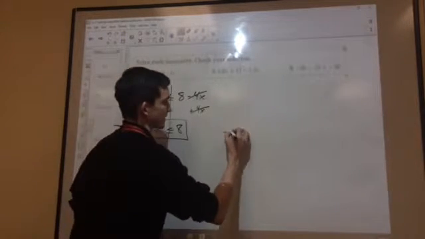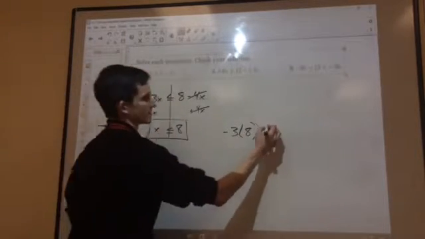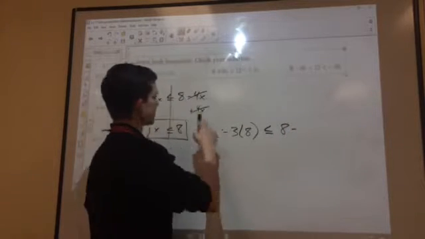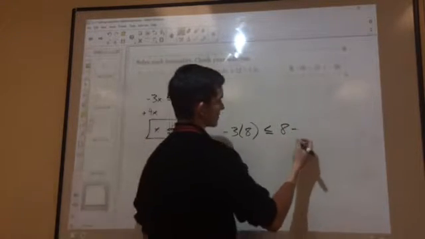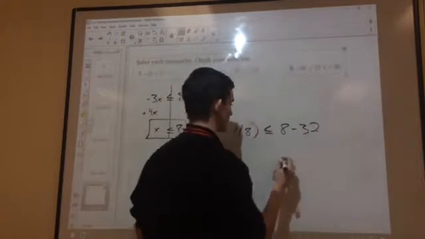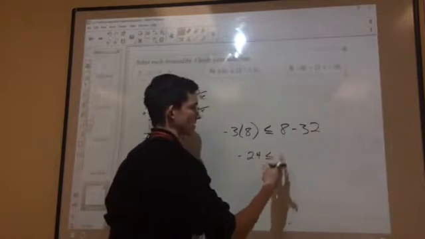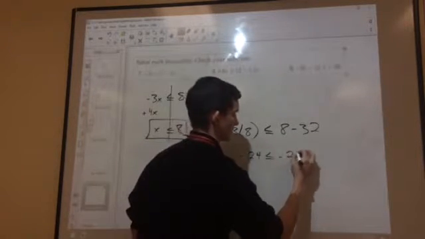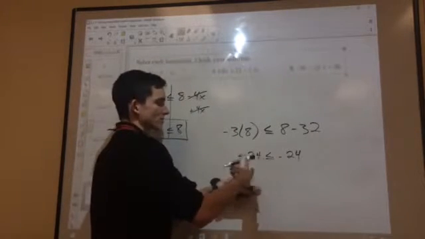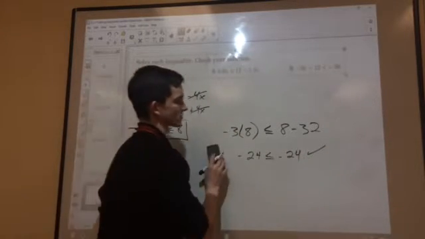That means negative 3 times 8 is less than or equal to 8 minus negative 4 times 8. I'm sorry, minus 4 times 8, which is 32. So that's negative 24 is less than or equal to negative 24. True statement. Negative 24 equals negative 24. So, yes, negative 24 is less than or equal to negative 24. So that works.